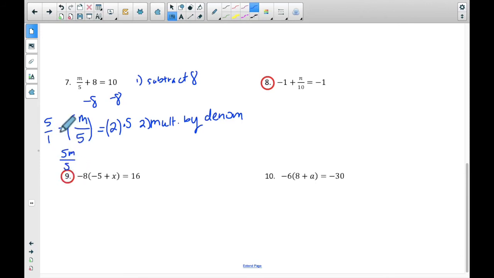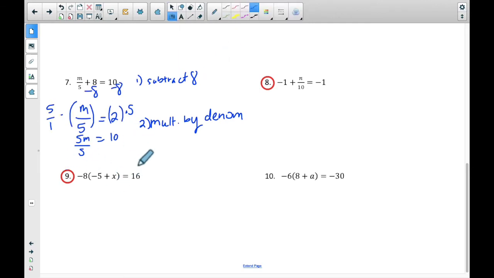Because when you multiply straight across the top and straight across the bottom, so 5m on the top, 1 times 5 is 5 on the bottom, and on the right-hand side, 2 times 5 is 10. Now, I've kind of run out of space, so give me a second to move these up and get some space. Okay, I was writing too big, but now I have some space.